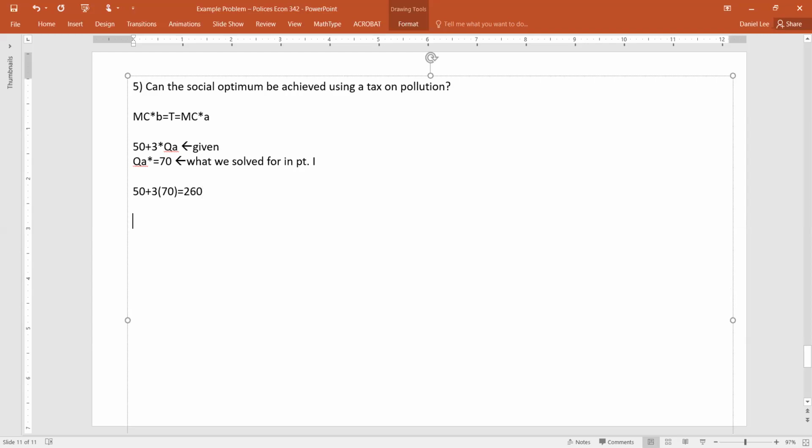Let's see if that holds for firm B. And if that's the case, and it should because we solved for this optimum already, that is the ideal tax. So what we just did was set the marginal cost at the social optimum for firm A equal to the tax. What we're doing now is checking our answer to make sure it's the exact same thing for firm B.